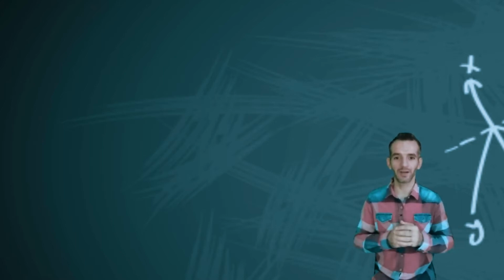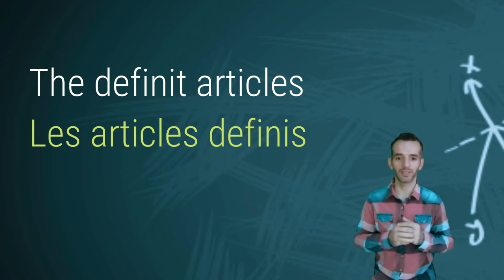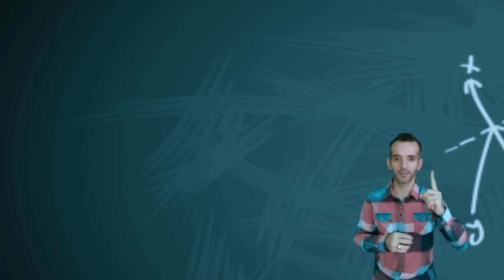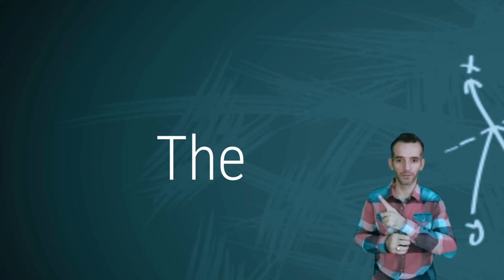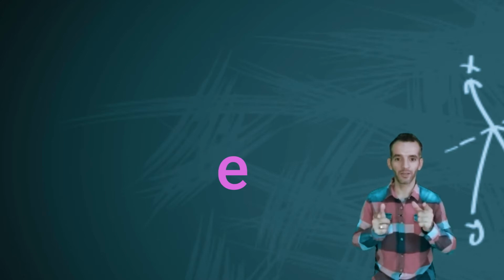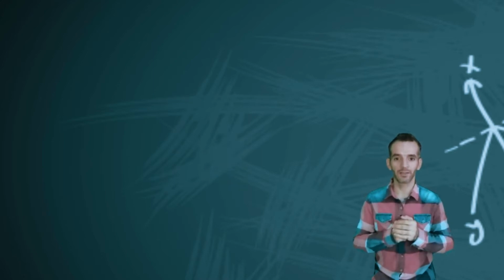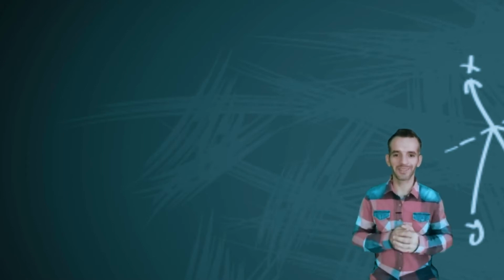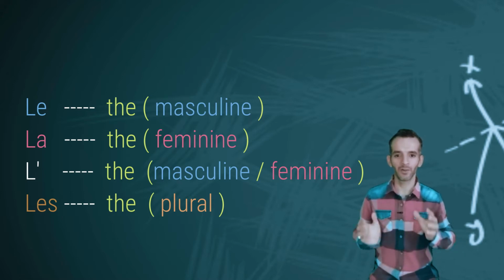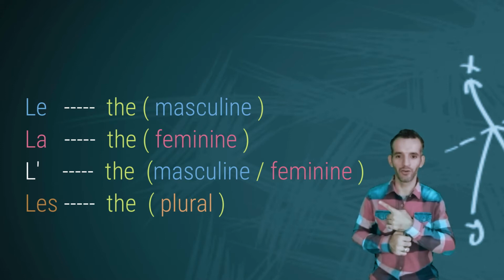Today we're going to be talking about the definite articles in French, les articles définis. As we all know, in English we have just one single definite article, which is "the". But in French we have four definite articles. You may wonder, what are they? This is what I'm going to answer in this video. Stay with me. The French definite articles are le, la, l', les. All of them mean "the".